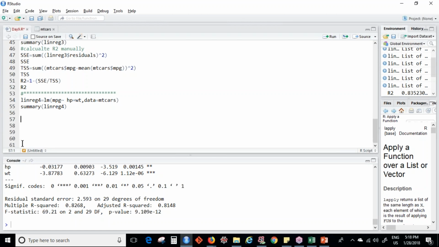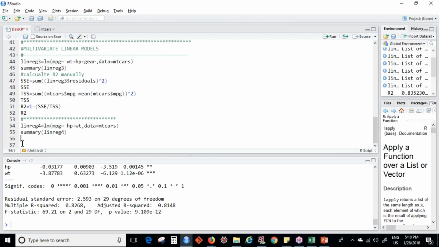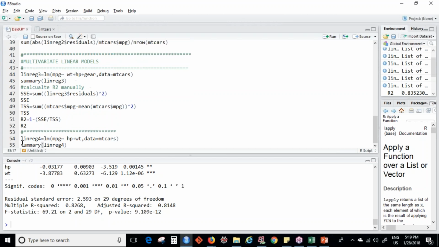So there are a few more things that remain in linear regression. We will cover them in the next class. We will have to spend another 1 hour on linear regression actually. But whatever we discussed today, are those clear, guys?